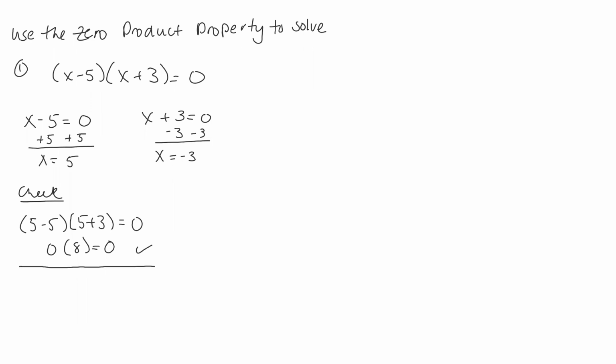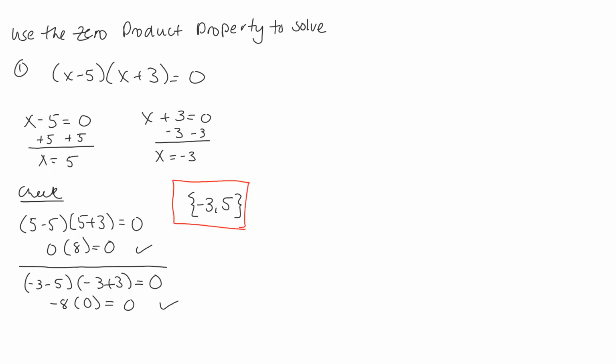Now, let's check the other one. Here, we're going to let x equal negative 3. So if x is negative 3, I get negative 3 minus 5 times negative 3 plus 3. And again, it dang well better equal 0, right? Well, negative 3 minus 5 is negative 8. Negative 3 plus 3 is 0. So there you have it. Both solutions work. So the way we would represent our final answer is we would put those two solutions in these curly braces, and this represents your final answer.